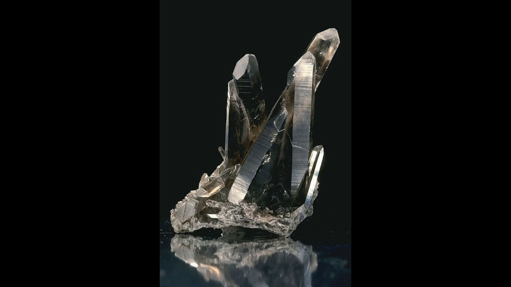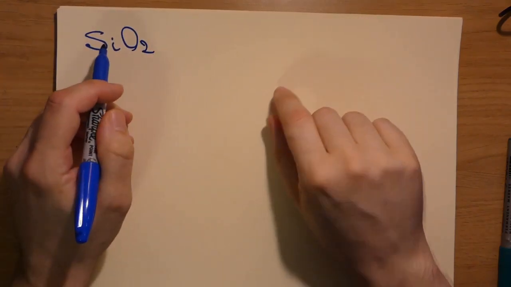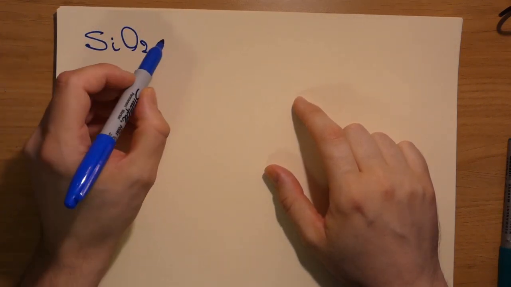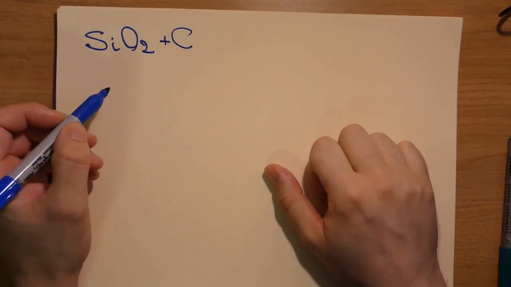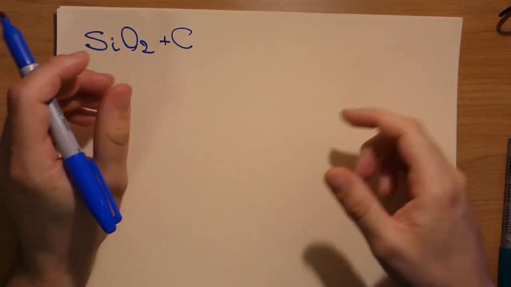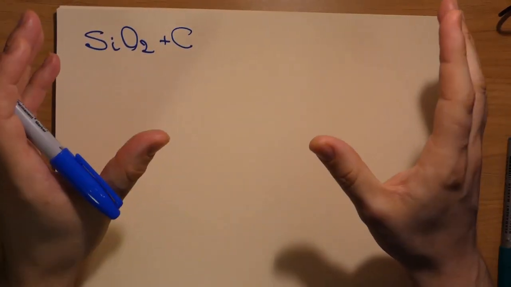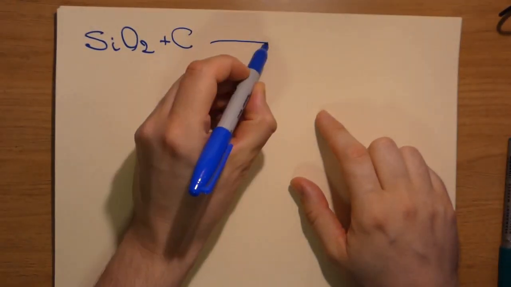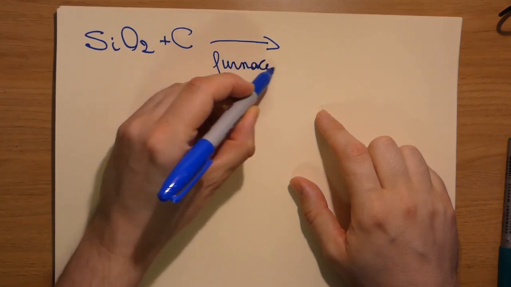Well, you take quartz. Okay, now quartz is SiO2. What you do is you put it inside a furnace. You add coal. Coal is basically carbon. Then you heat it up. You're gonna need more carbon, more coal to do that. So you put it in the furnace.